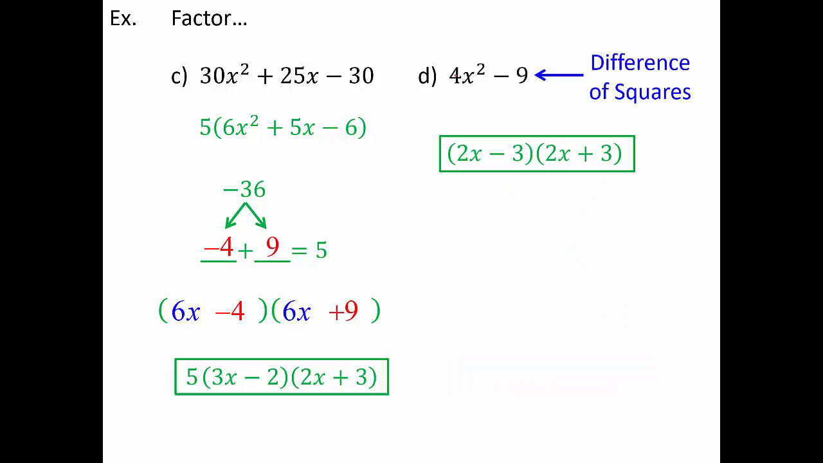A difference of squares is a special case that comes up over and over again. 4x squared is a perfect square. It's 2x times 2x. 9 is a perfect square. It's 3 times 3. It is subtracting, aka difference. So anytime you have a difference of squares, please just go straight to the answer. 4x squared is 2x times 2x. 9 is 3 times 3. One has to be positive, one has to be negative. It doesn't matter what order. 4x squared minus 9, difference of squares, 2x minus 3, 2x plus 3.